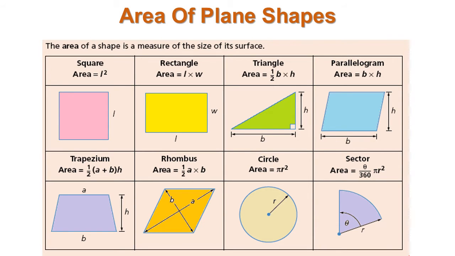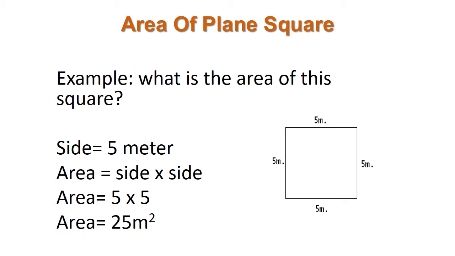The formulas: how to calculate area of plane shapes. Square area equals L square, rectangle L into width, triangle half into B into H, breadth into height, parallelogram B into H. Area of a plane square.